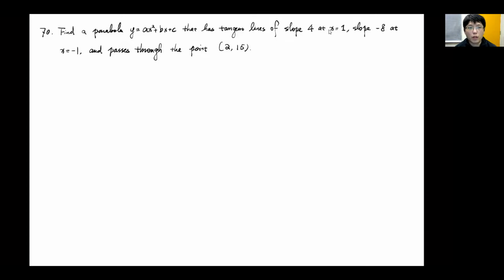All right, let's read the statement of problem 70. You're asked to find a parabola y equals ax squared plus bx plus c with three parameters a, b, and c. We need such a parabola that has a tangent line of slope 4 at x equals 1, and a tangent line of slope -8 at x equals -1. And finally, we require that the parabola passes through the point (2, 15). So this basically means we need to determine a, b, c using these restrictions.